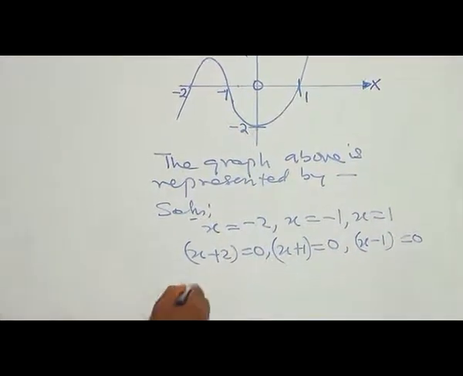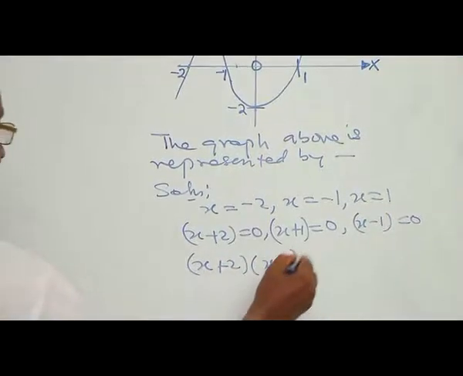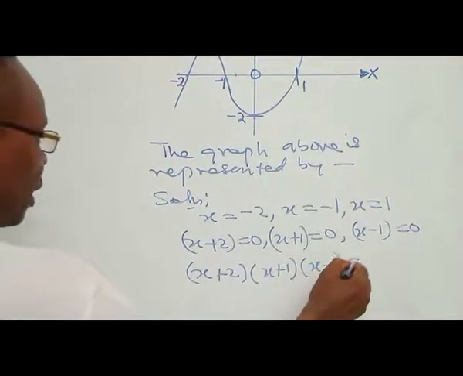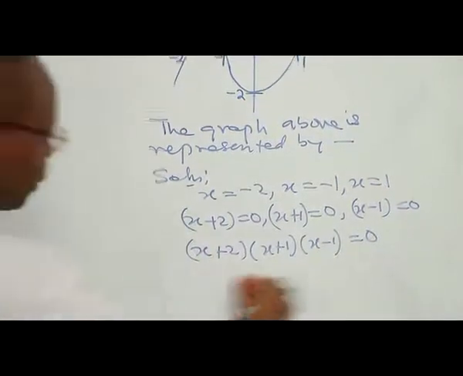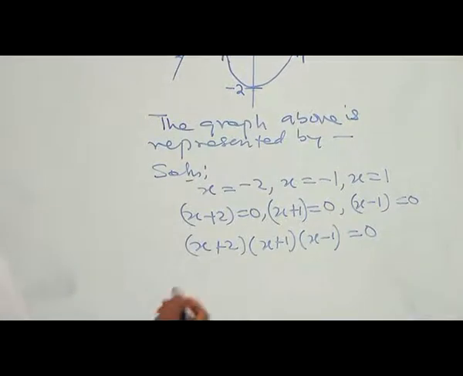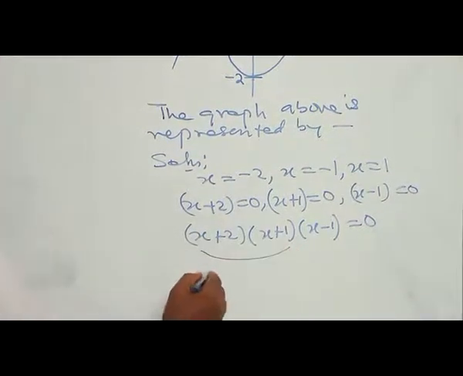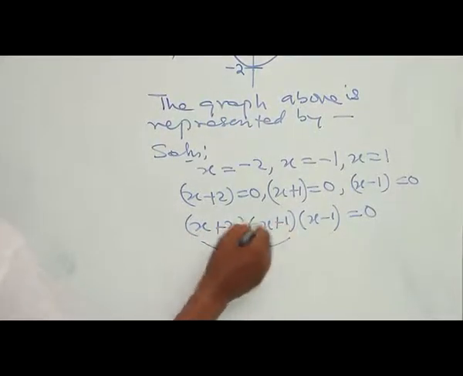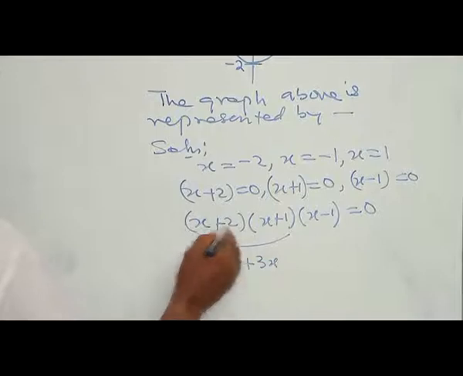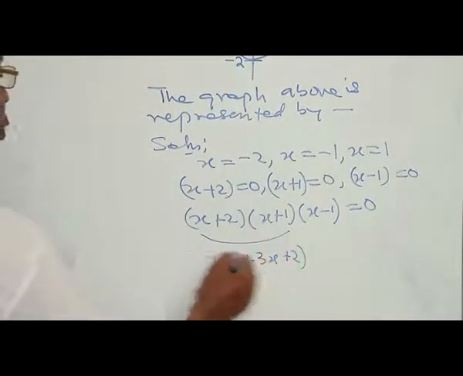So what do you do next? You now multiply s plus 2 into s plus 1 into s minus 1. Everything is equal to 0. Beautiful. And so what next? You multiply everything out. Let's start. Let's take the first one. So we have s squared plus s plus 2s will give us plus 3s. And then 2 times 1 is 2. We are finished with that.